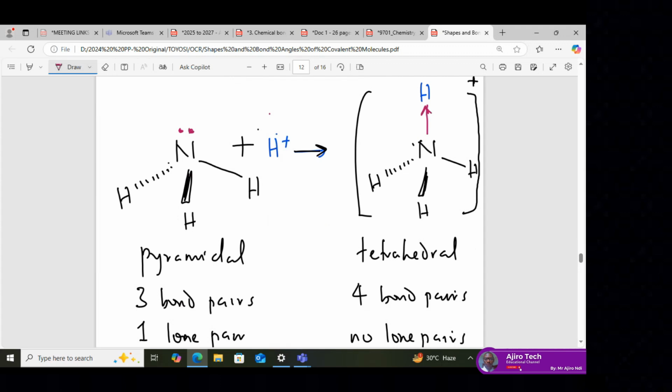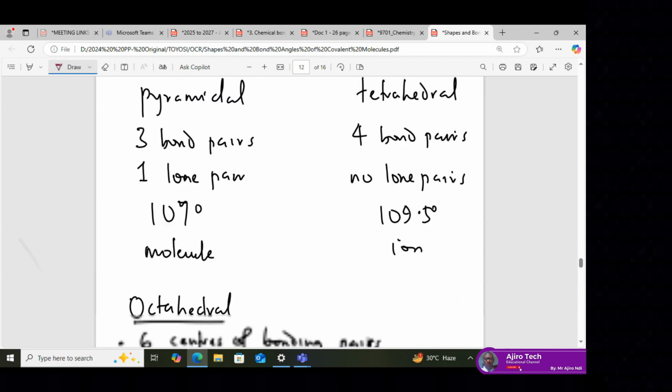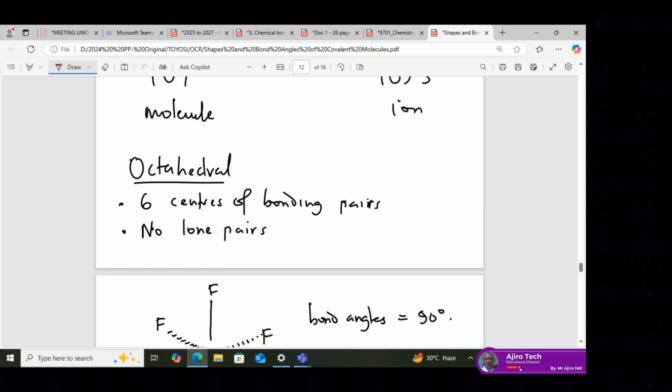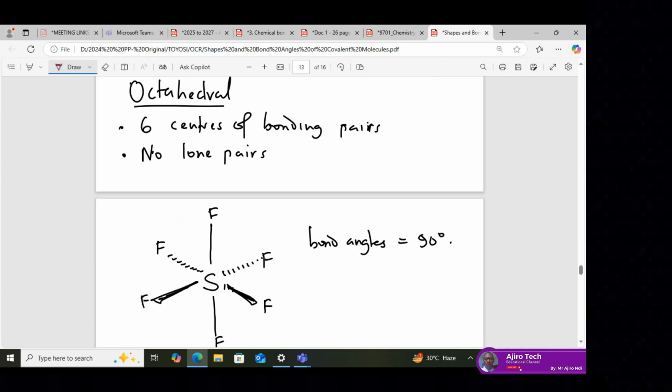So three bond pairs and one lone pair is ammonia. Now this one is four bond pairs, no lone pairs. Now octahedral has six centers of bonding pairs and no lone pair. The broken line means it is pointing away from you, into the board. Do you understand what this diagram looks like? Do you understand what it means?